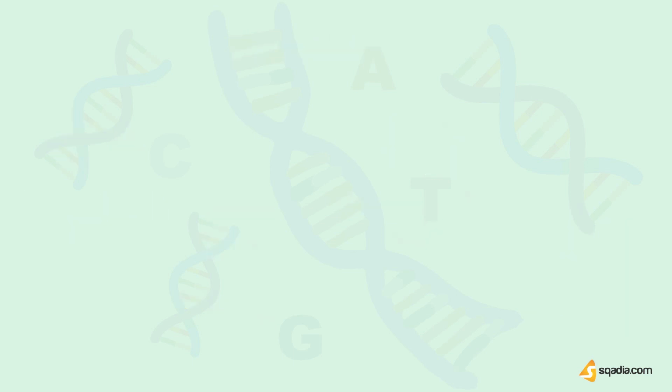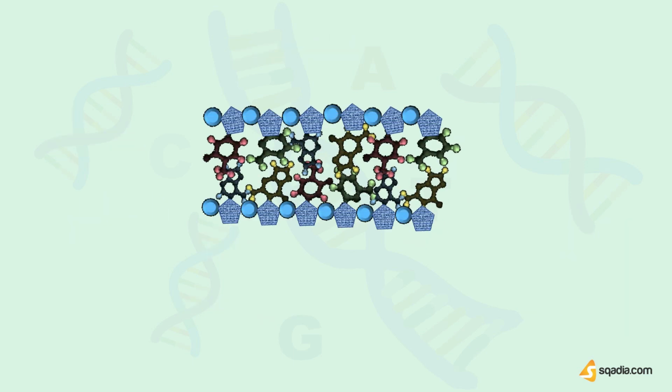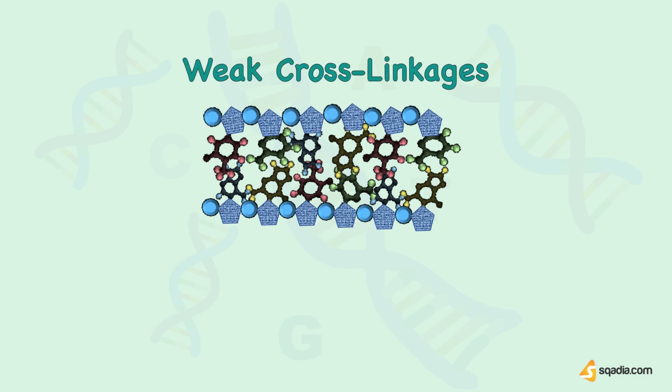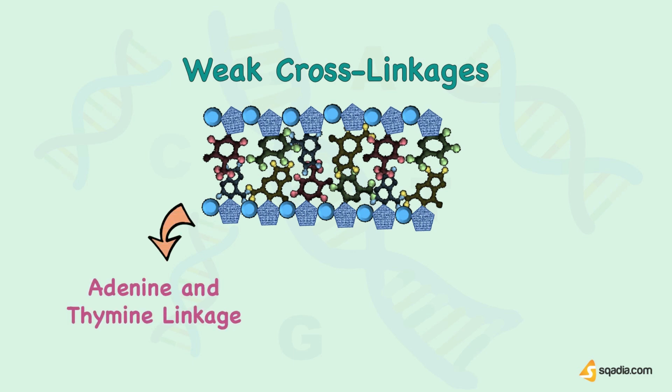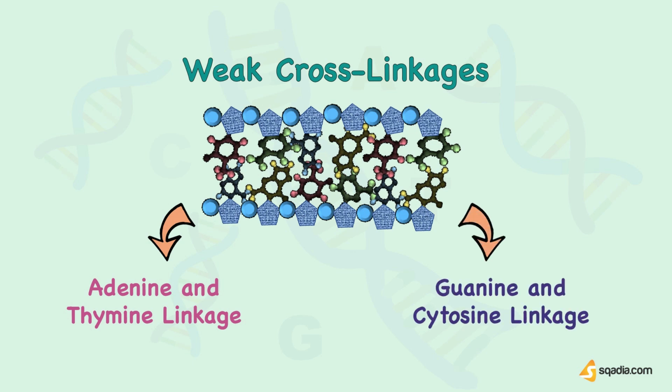Nucleotides are organized to form 2 strands of DNA loosely bound to each other. The 2 strands are, in turn, loosely bonded with each other by weak cross-linkages. Let us study these cross-linkages as well. There are 2 types of cross-linkages: adenine and thymine linkage, and guanine and cytosine linkage.